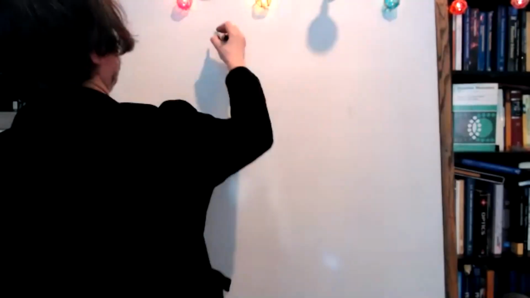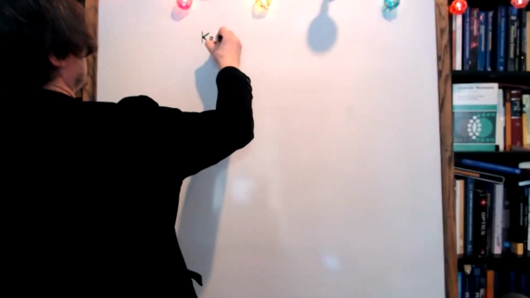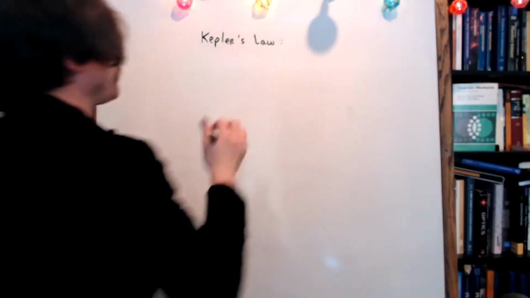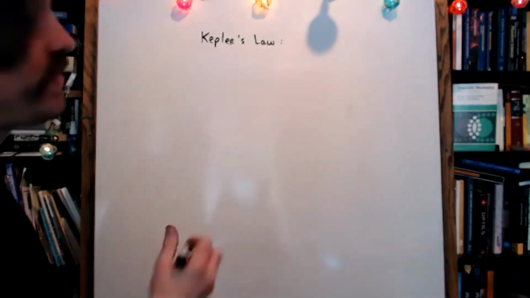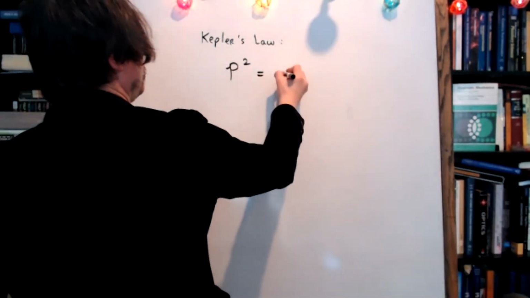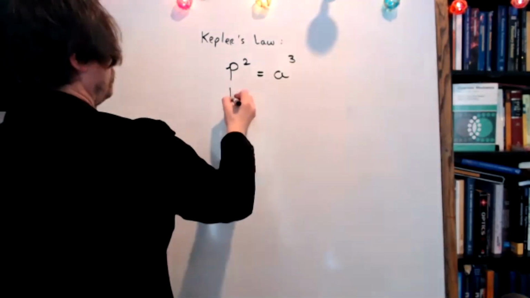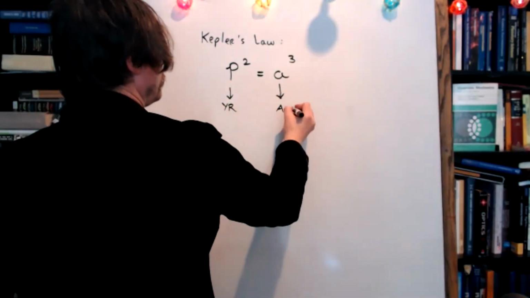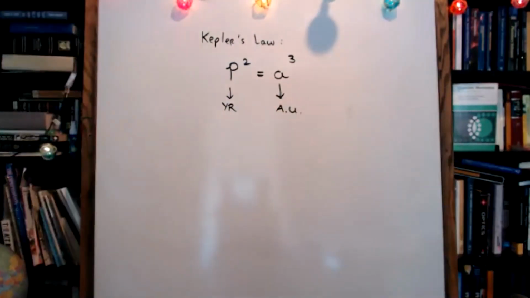So for Kepler's laws, there are three formulas that we need to use all the time. The first is p squared is equal to a cubed. P is measured in years. A is measured in astronomical units. Go ahead and write it again. You can't write this enough times.